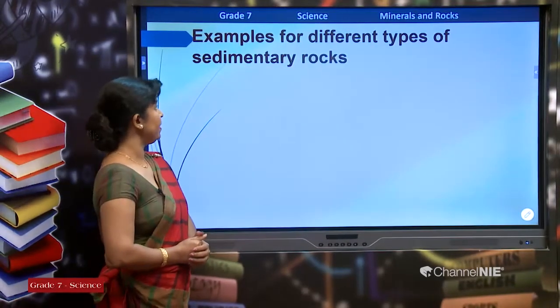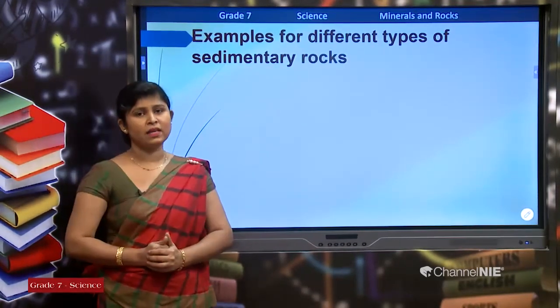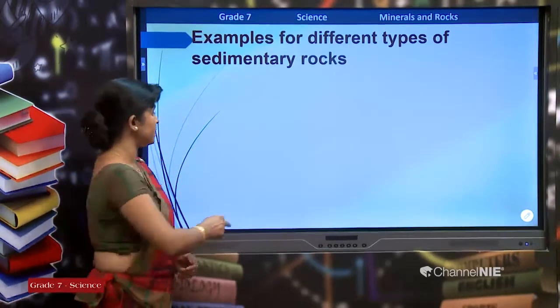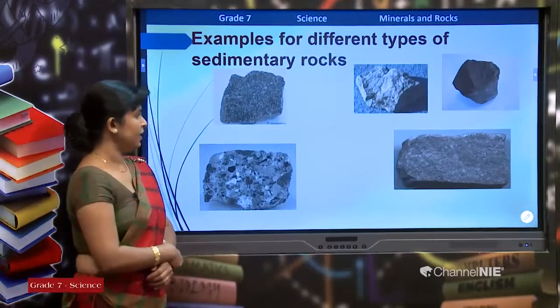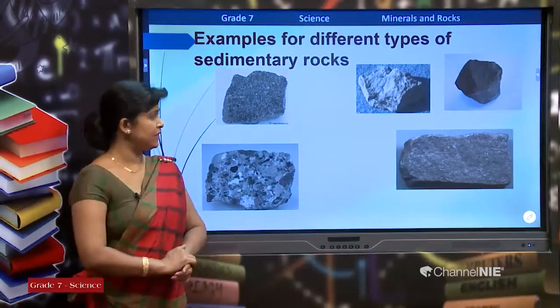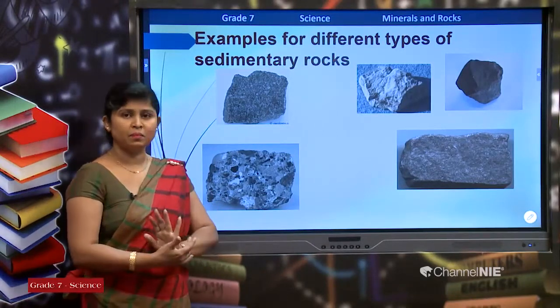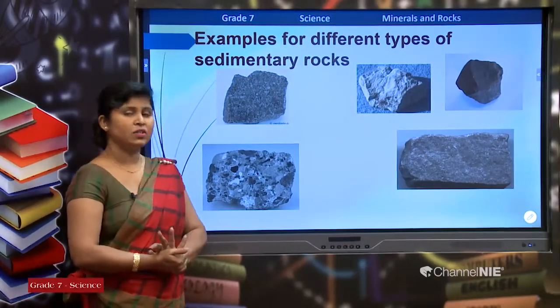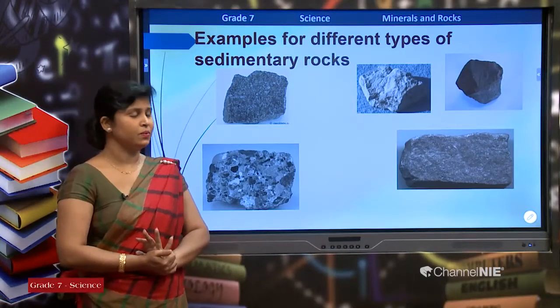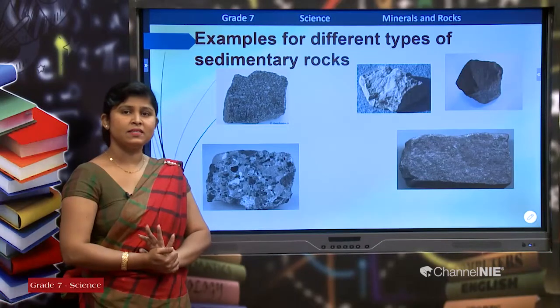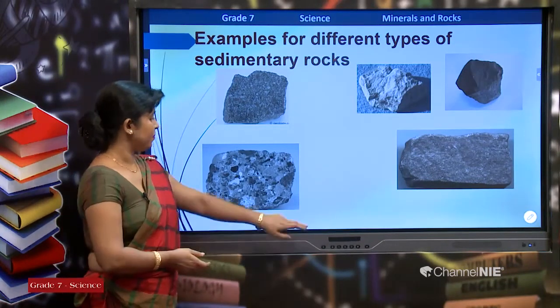Examples for different types of sedimentary rocks. Yes, I have got some pictures. Before giving the names of the pictures, I would like to give you a chance to identify the pictures. Can you identify the pictures? Yes, let us see.